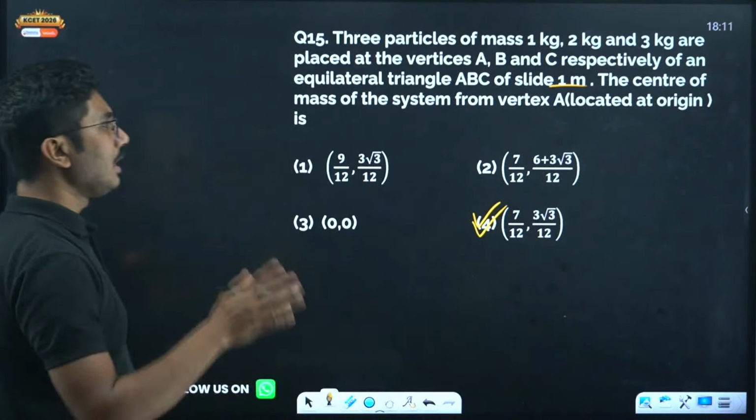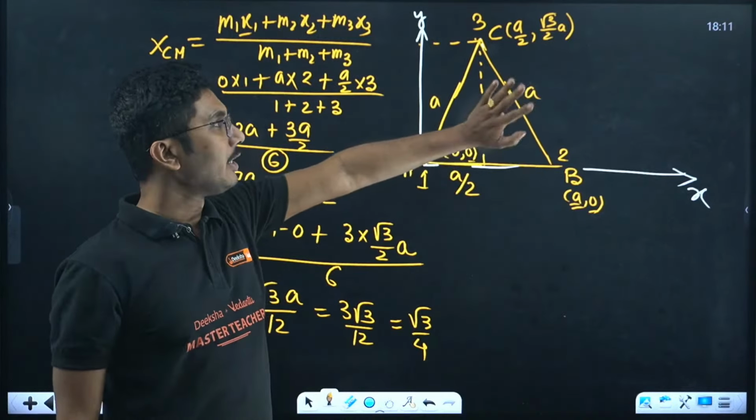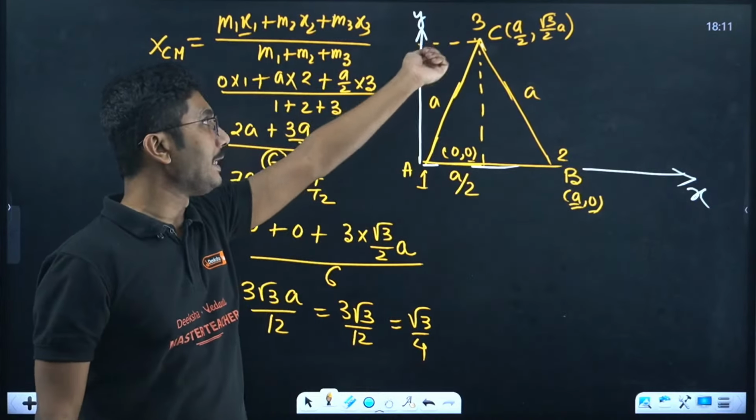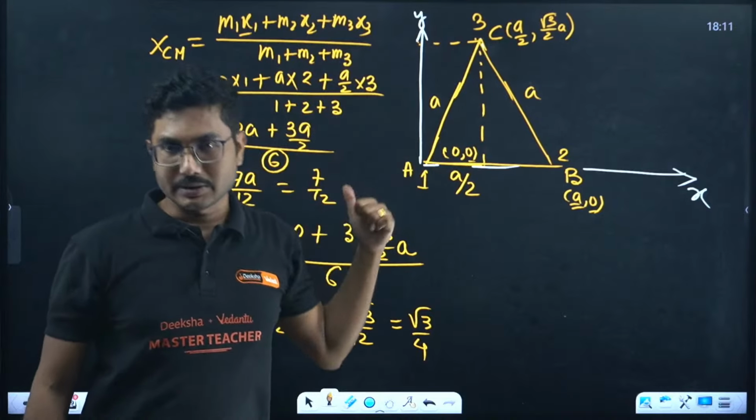Now as I mentioned, this is a particular problem, either the diagram should have been provided. If you take any other configuration, for example, if I want to solve the same problem by taking B on this diagram and C something like this, you will not get this answer. Okay.